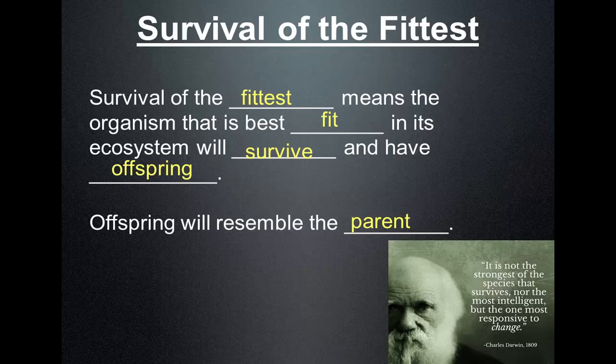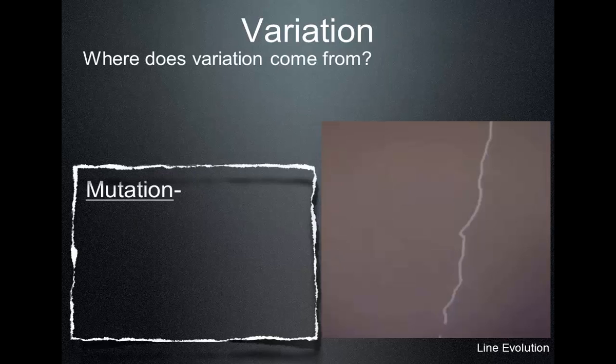And Darwin said this. It's not the strongest of the species that survives. It's not about being strong. It's not about being the smartest even. It's about whichever species is able to respond to a change. Ecosystems, environments are always changing. Predators change. Climate changes. And if a species can respond to that change by having lots of variation, that will be what survives.